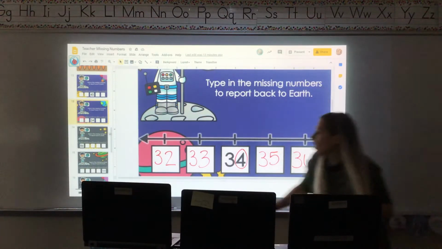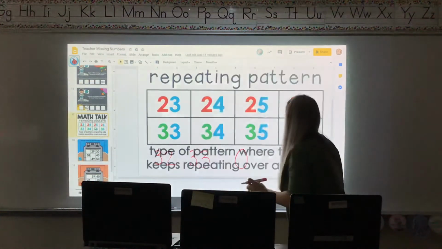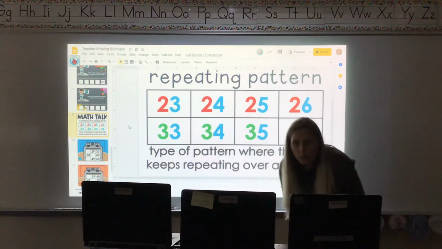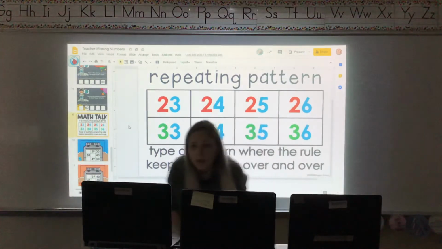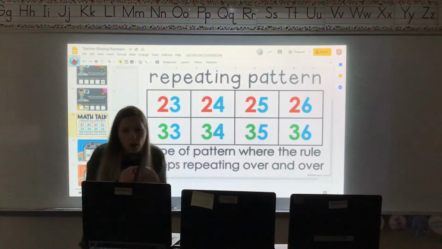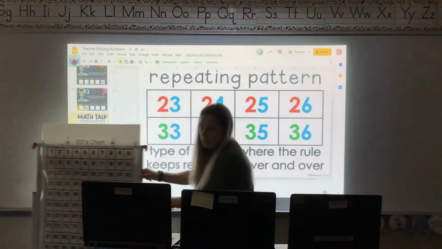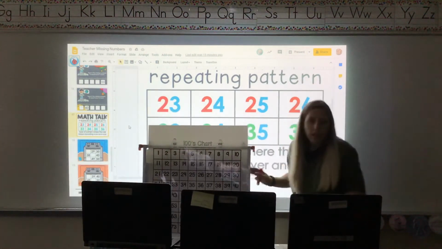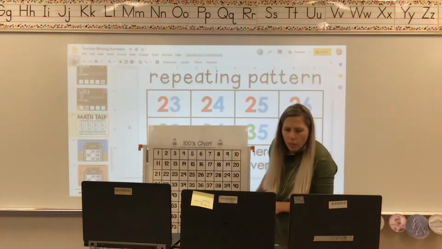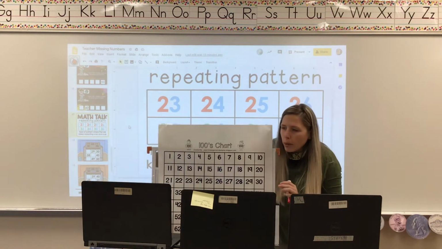Alright, my friends, erase your boards. So what Miss Harris was just talking about is a number pattern. We see a repeating number pattern when we look at our hundreds chart, like I have right here. You probably can't see it because it's dark. Let's turn the lights on. When I'm looking at a hundreds chart, these are all in the number pattern.